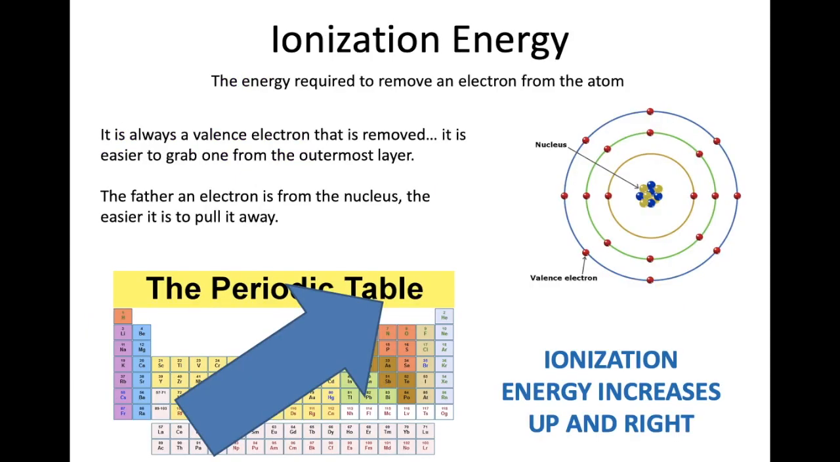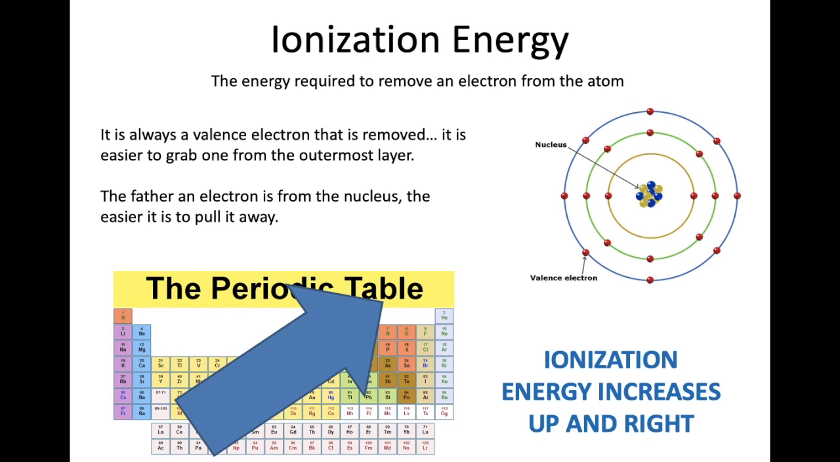When we're looking at ionization energy, which is the energy that's required to remove an electron from the atom, we're always going to be talking about removing a valence electron. It's a lot easier to grab an electron from the outermost layer than to try and dig somewhere in the middle.